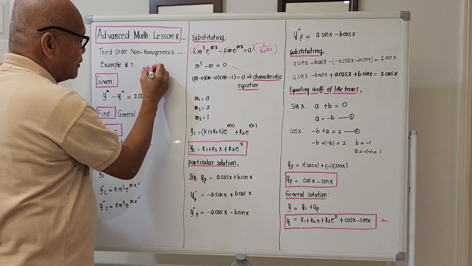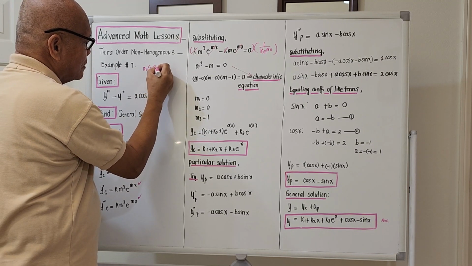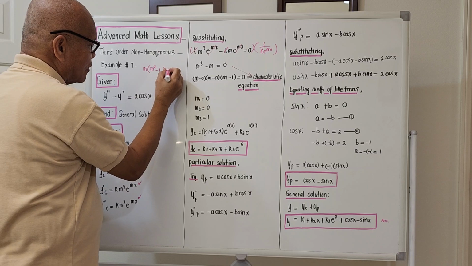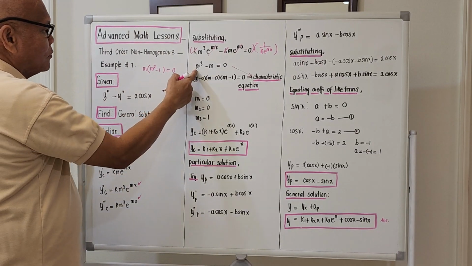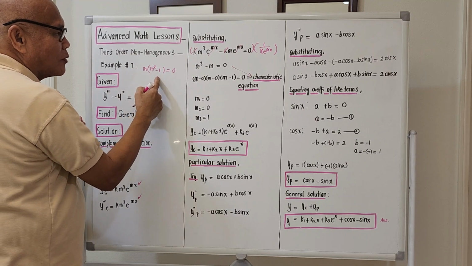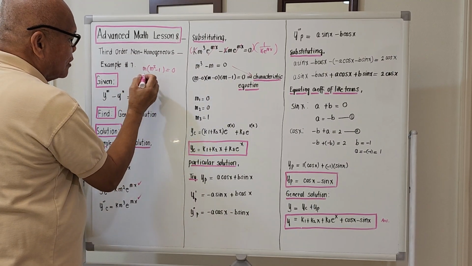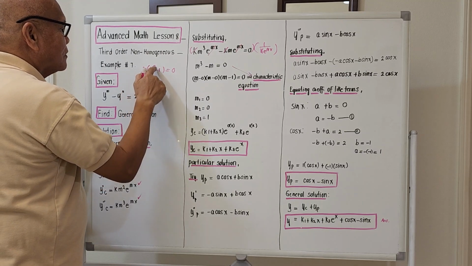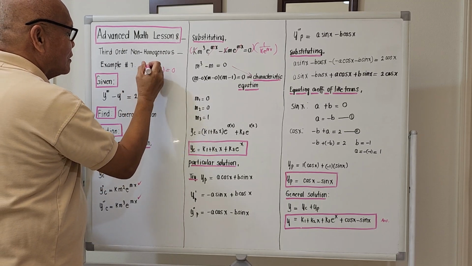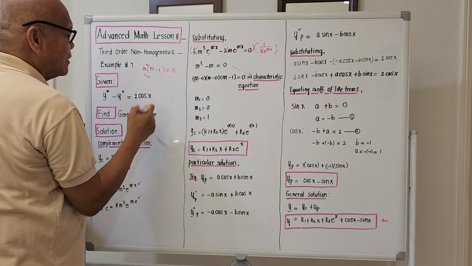So what will come out will be an m squared minus 1 equal to 0. M squared times m is m cubed. M times minus 1 will be minus m. Then we'll try to place, sorry for this one. This should be m squared, m minus 1.